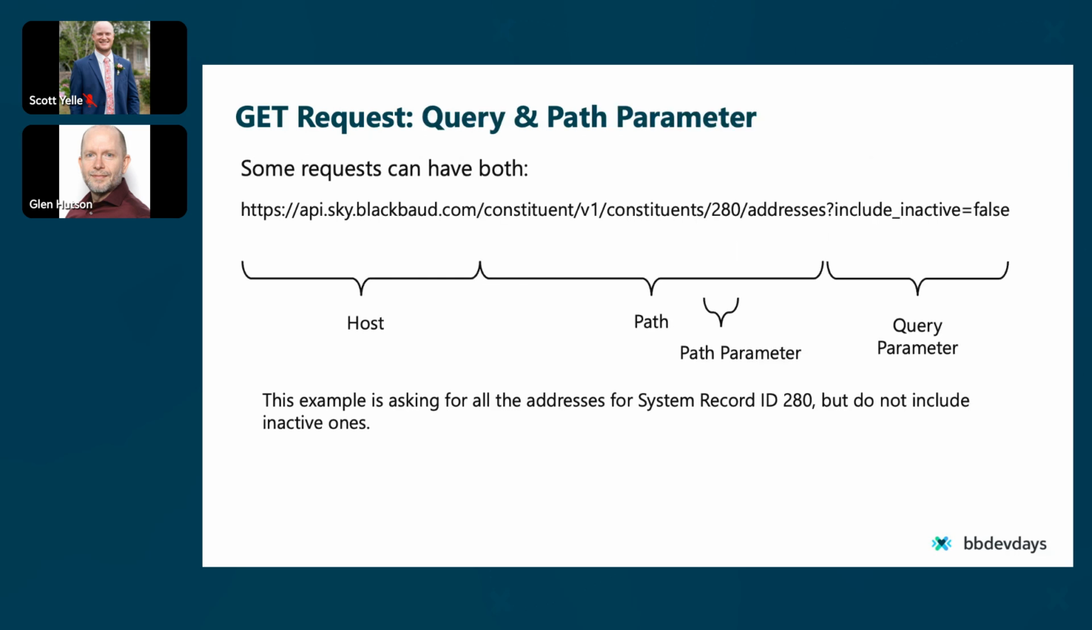And in some cases, what we call the path parameter and query parameter may be all together. So in this case, I'm looking specifically for all the addresses for Robert Hernandez, 280, but I do not want to include inactive ones. So the path parameter, because I'm specifically asking for Robert Hernandez, is built in here. And then the include inactive equals false is my query parameter saying, hey, I'm asking for all the addresses for Robert, but don't show me the inactive ones.